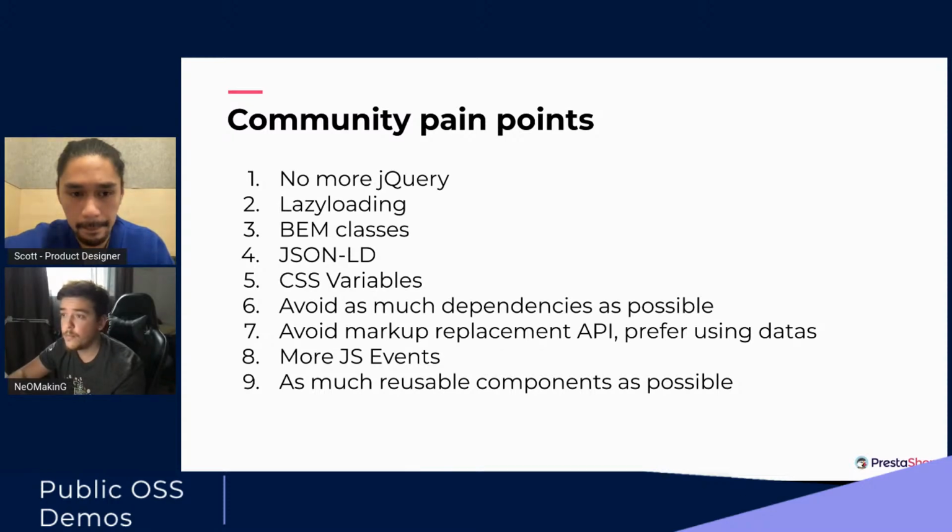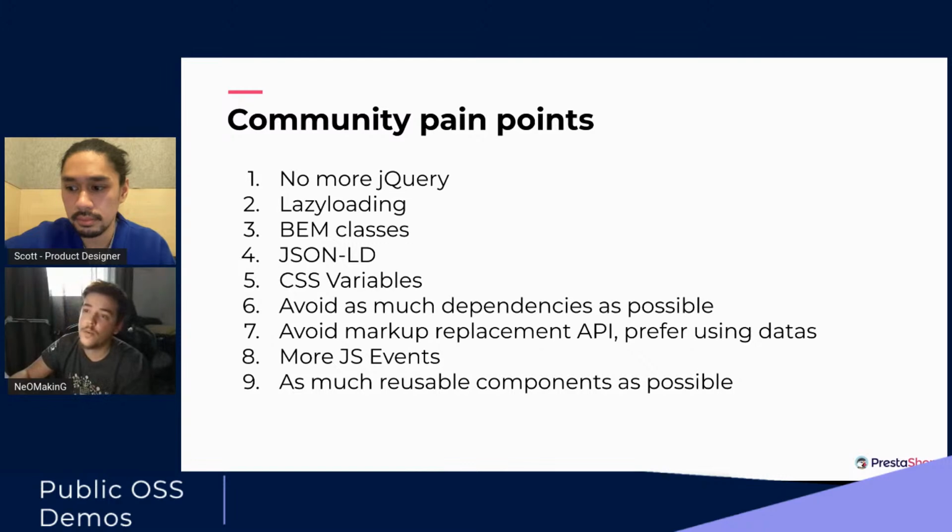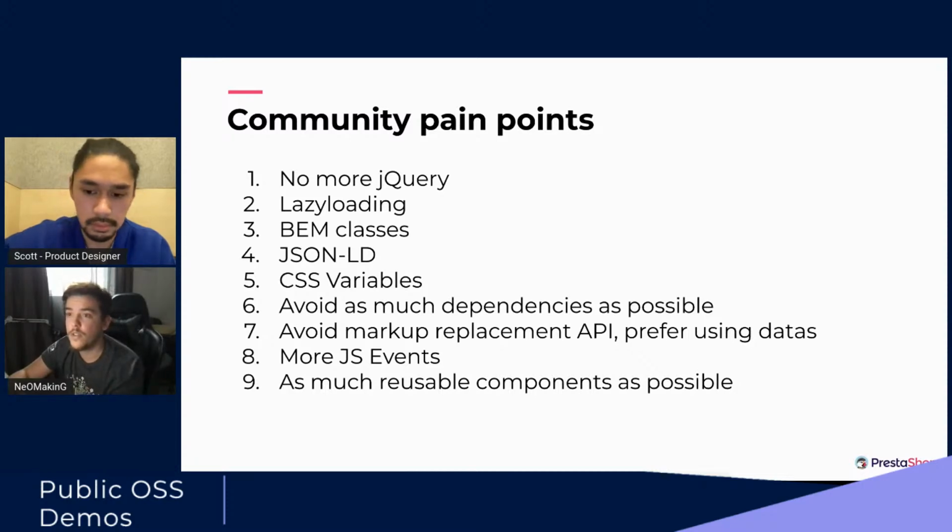We need to remove as many dependencies as possible, because the classic theme has a lot of dependencies at the moment, and the new theme should not, because it's way easier to maintain and way lighter. So we will use as few dependencies as possible. We want to avoid markup replacement by the JavaScript. It's the case actually on the classic theme. Some parts of the markup are completely replaced by the API, such as the product part, for example, when you choose a combination or whatever, it replaces the whole markup.